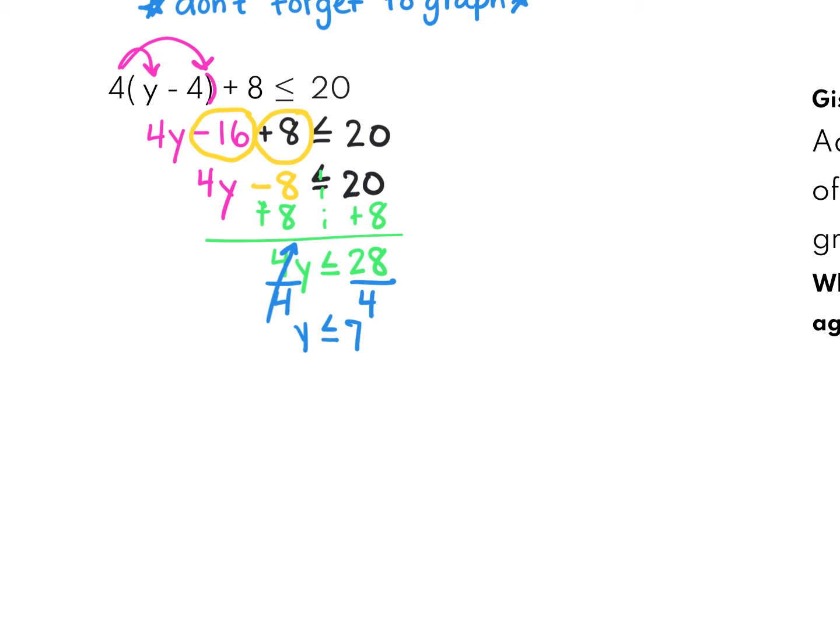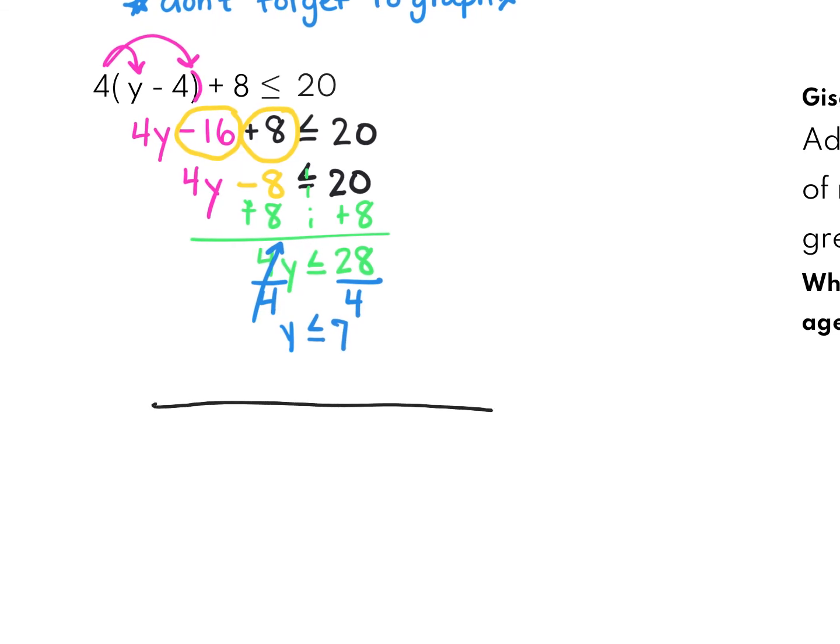Last but not least, we are going to graph. I'm going to draw my number line with 7 in the middle. I'm going to put a few numbers on either side of that 7. And then I am going to put a closed circle at 7 because this is less than or equal to, and I'm going to shade on the less than side of this number line.